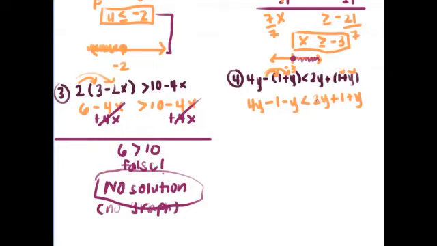Let's start collecting like terms here. On the left side, I have a 4y minus y. So I have a 3y left over. Cross out, because I'm done with those. Only thing left on that side is a negative 1. Combine on this side, 2y plus y is 3y. And then I have a positive 1 left over.